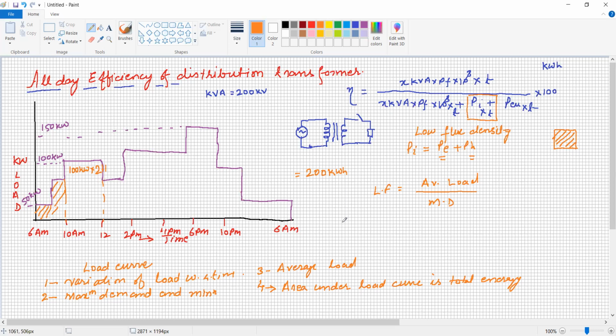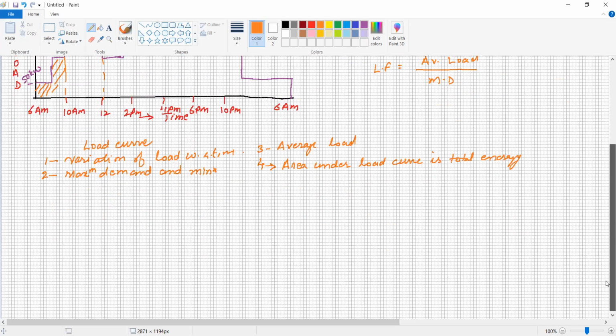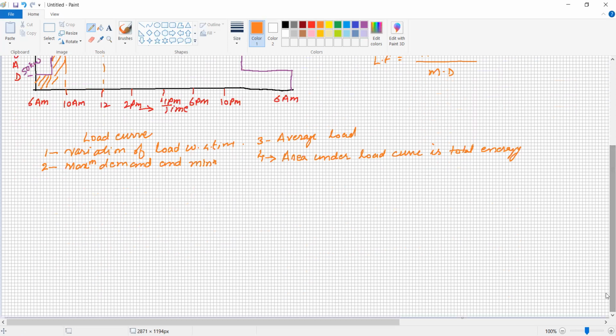Okay. Now, how do we calculate the all-day efficiency of the transformer? This is our point to consider. We will take an example on all-day efficiency: find the all-day efficiency of a 500 kVA distribution transformer. Say, we will take a new sheet.